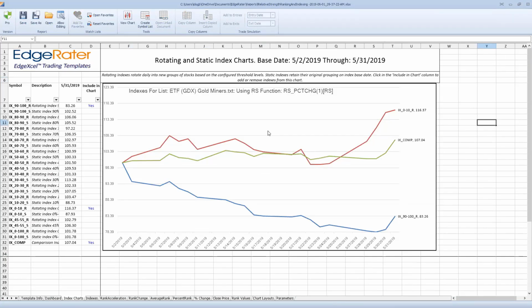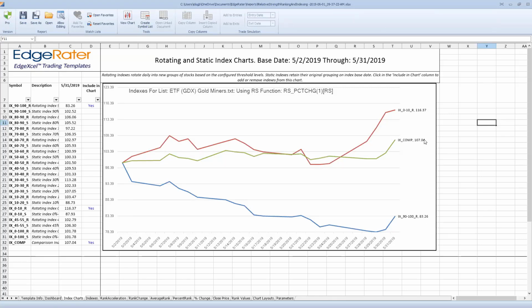All right, now bearing in mind, this relative strength function is based on a 1 day percent change. So what this means is when you're looking at the 90 to 100 group, it means that you are daily rotating into stocks that had the biggest 1 day percent change on the prior day. And in this case, doing that in gold since May 2nd in the GDX group would have yielded a negative. So the index has started at 100, it's now down at 83. So that's obviously a loss there of 17%.